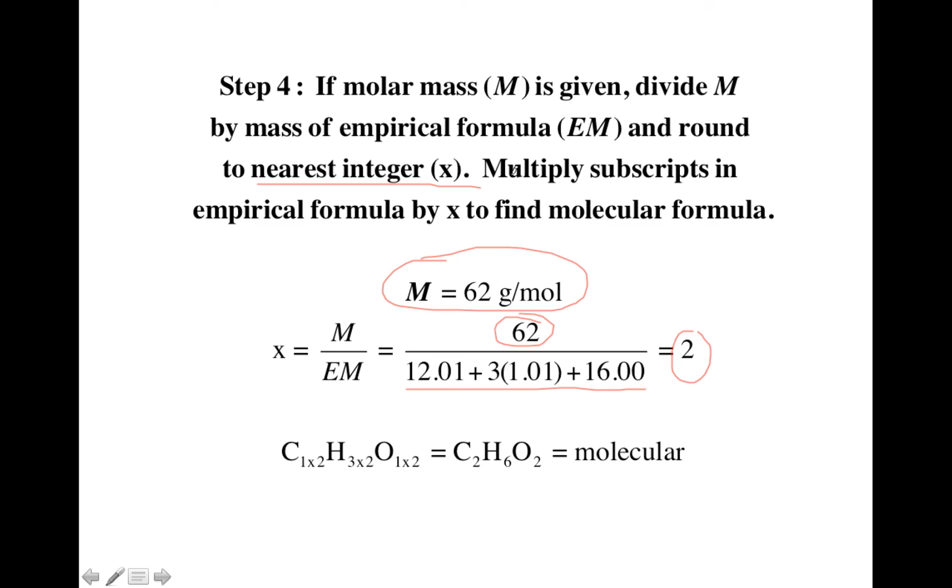So last step is simply to multiply the subscripts in your empirical formula by x, which in this case is 2. So that would give us the molecular formula of C2H6O2. And you'll see if you add up the molar mass of that, it does in fact equal 62. So that's how to figure out empirical and molecular formulas from percent composition by mass and molar mass.